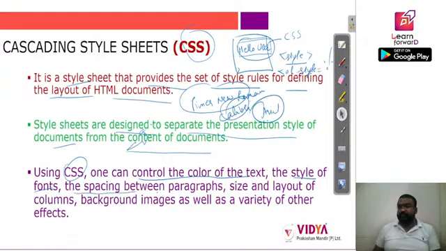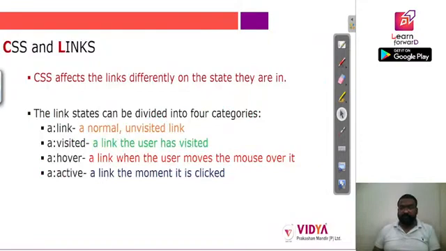Then the spacing between the paragraphs, if you want to provide the spaces, that also can be done. You can set the size and layouts of your columns, that is in the table or on your web page as well. So we use different HTML tags to create the columns and all. That can also be done. And also we can set the background images, or we can change their variety. That means we can make a background image either on a transparency. We can set its height and width. So all these properties we can set with the help of CSS.